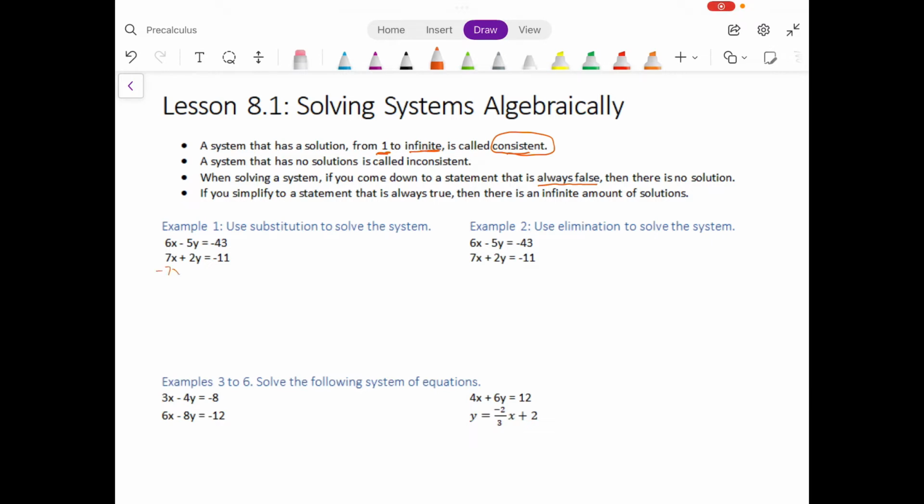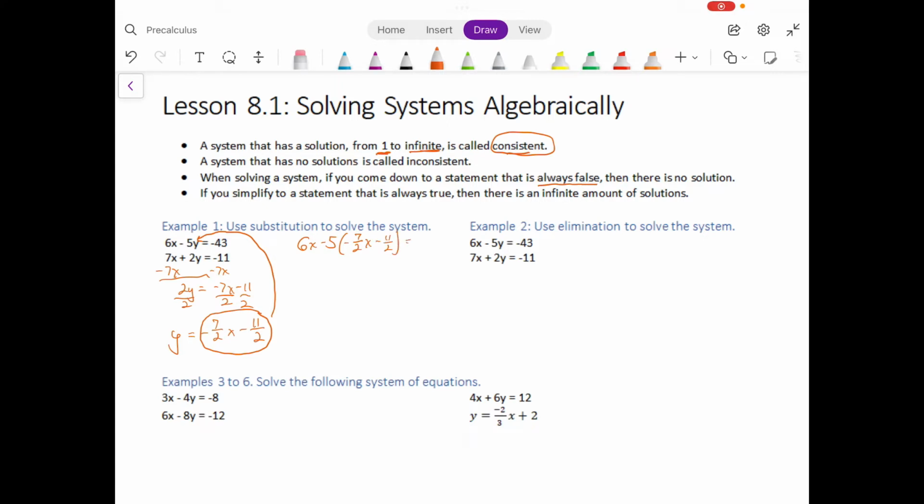So in the second equation, we'll subtract 7x from both sides, which gives us 2y equals -7x minus 11, and then we'll divide both sides by 2. And so we get y is equal to -7 halves x minus 11 halves. And then, once we solve for one of the variables, we take what we solved and plug it in for the variable in the other equation that we haven't used yet. So we will do 6x minus 5 times y. Well, we got y is -7 halves x minus 11 halves.